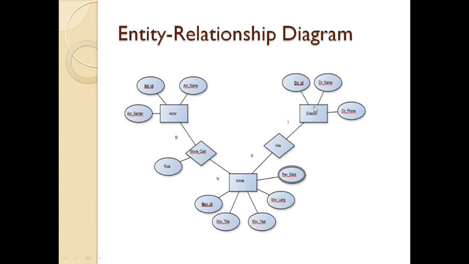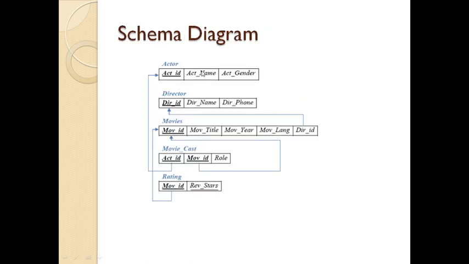There is a relationship between director and movies, and between actor and movies. When we connect actor and movies, the role a particular actor performs in that movie becomes the attribute of movie cast. One director can direct many movies, that's why it is a one-to-many relationship. An actor can act in many movies, and a movie can have many actors, so it is a many-to-many relationship.